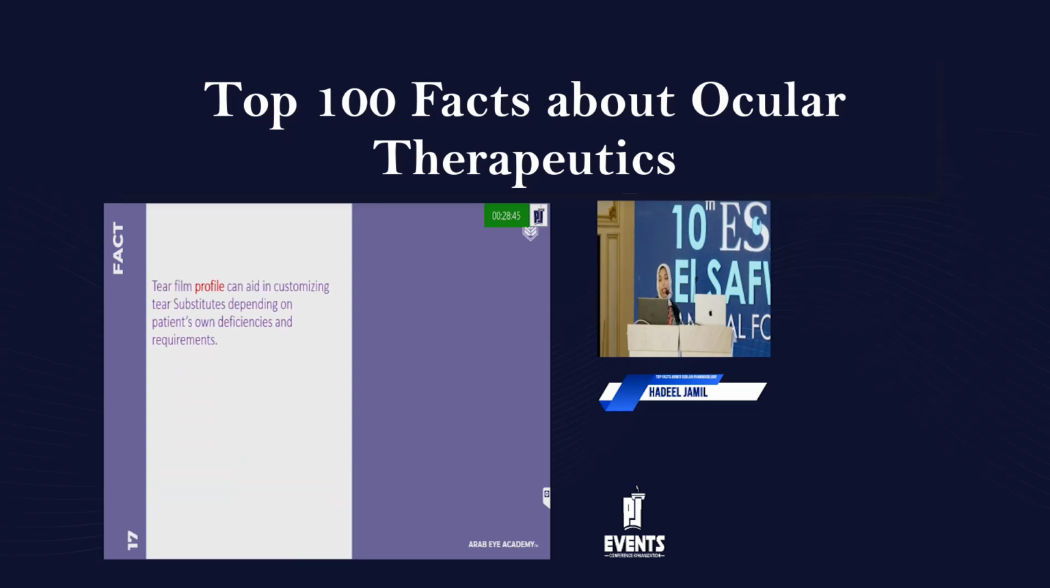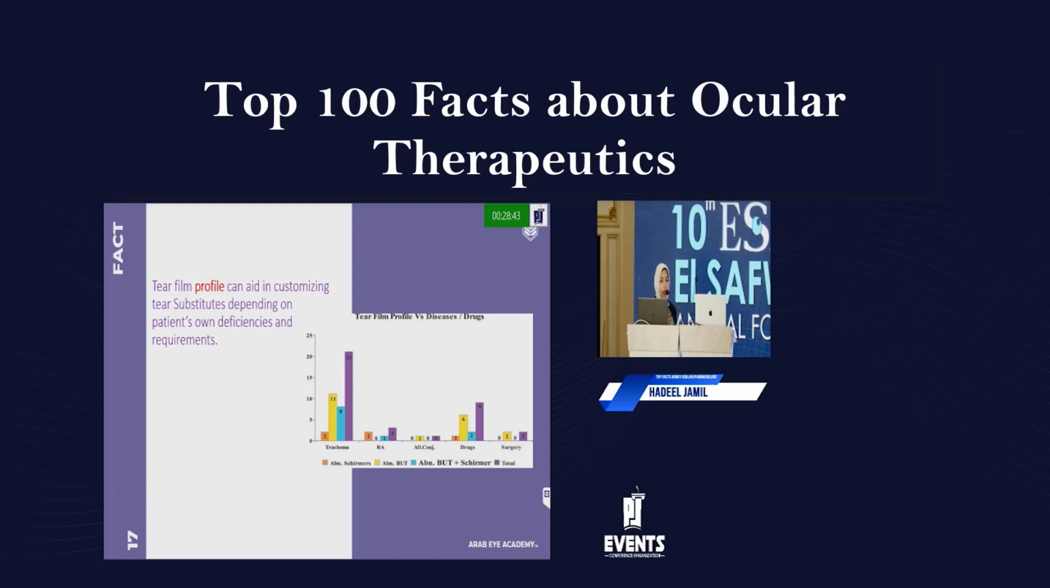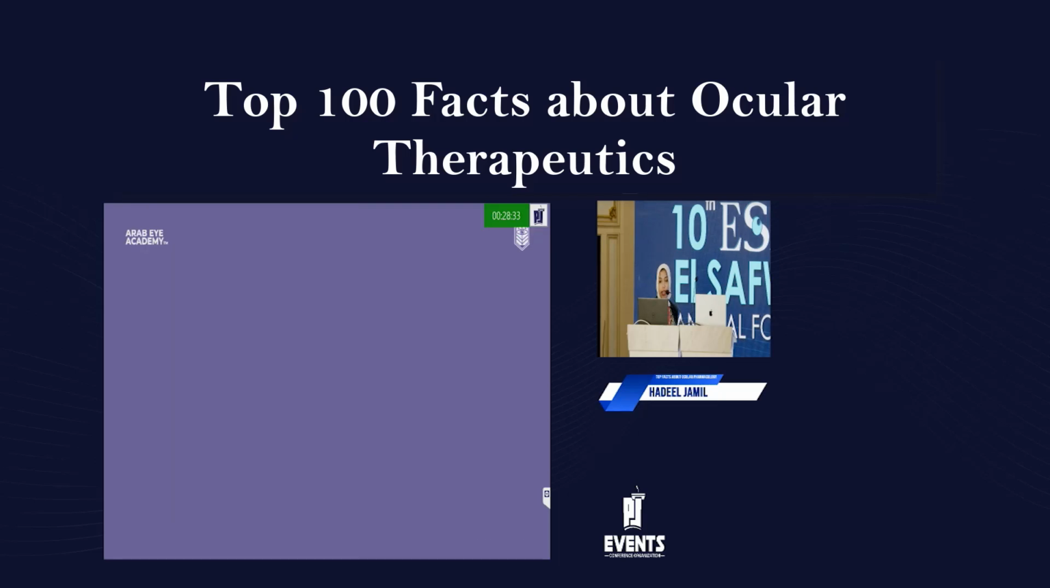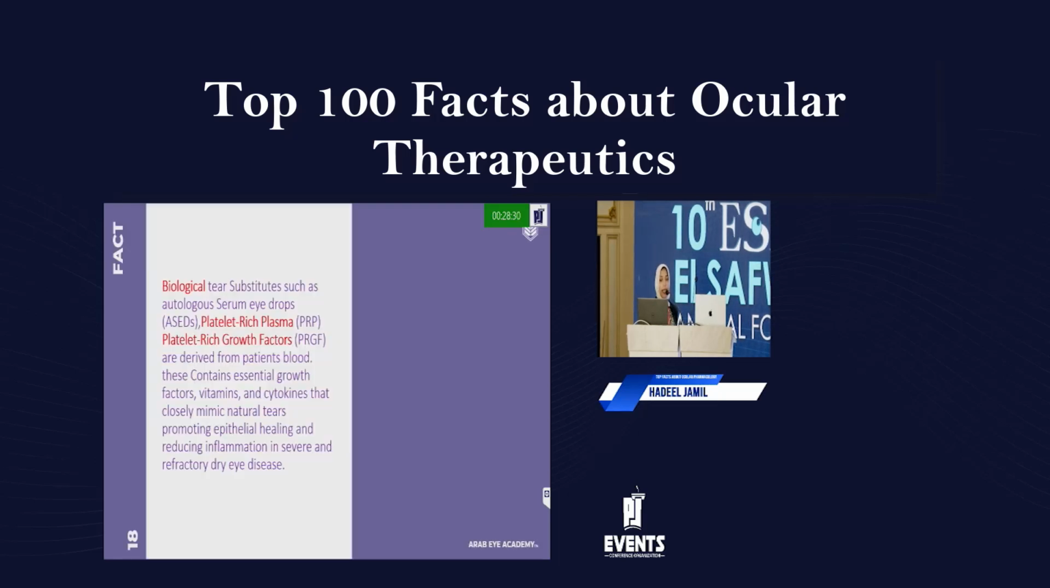Regarding the tear film, there is a new era using the tear film profile, as we can see, so you can detect the patient's own deficiencies and requirements. Finally, there are biological tear substitutes, such as autologous serum eye drops, platelet-rich plasma, and platelet-rich growth factor. They are derived from the patient's own blood and contain essential growth factors, vitamins, and cytokines, closely mimicking the natural tears of patients, promoting epithelial healing and reducing inflammation, and so they are used specifically in refractory dry eye disease.